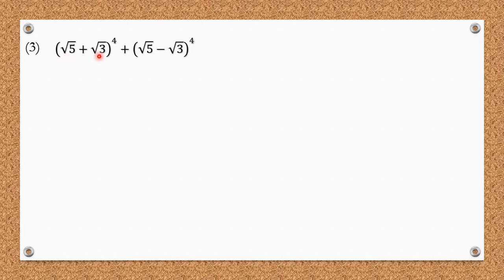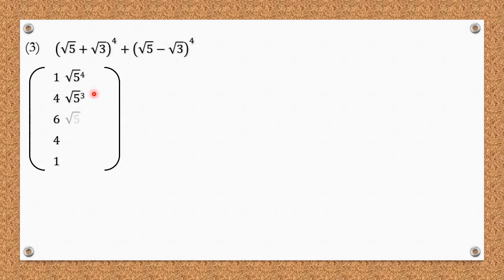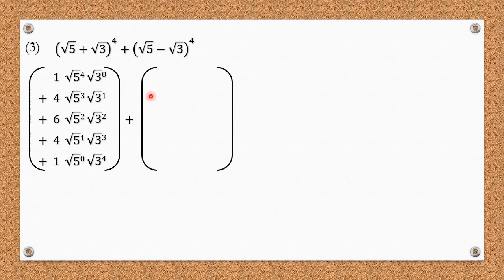Third question: (root 5 plus root 3) whole raised to 4 plus (root 5 minus root 3) whole raised to 4. Here both the values are in roots, but we have to follow the same system. For the whole bracket, because the power is 4, the coefficients will be 1, 4, 6, 4, 1. First term is root 5 raised to 4, 3, 2, 1, 0. Second is root 3 with the minimum power, 0, 1, 2, 3, 4, and because there is a positive sign, all of these terms will be positive. Then there is a positive sign in between, so plus, and because there is a plus, we are not going to change the signs of these terms.